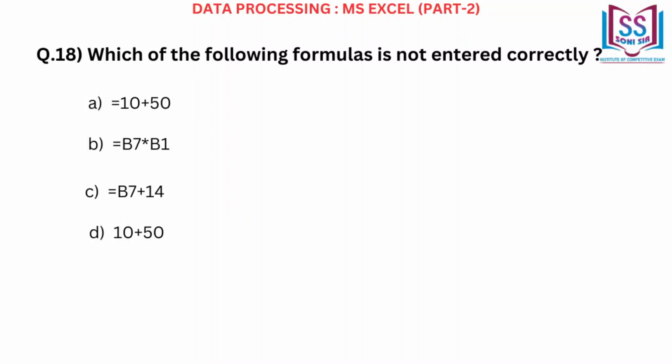Which of the following formulas is not entered correctly? A. =10+50. B. =B7*B1. C. =B7+14. D. 10+50. Correct answer D. 10+50.